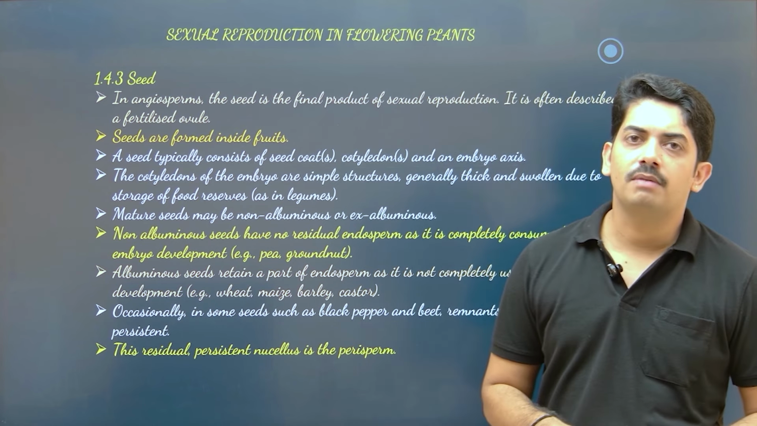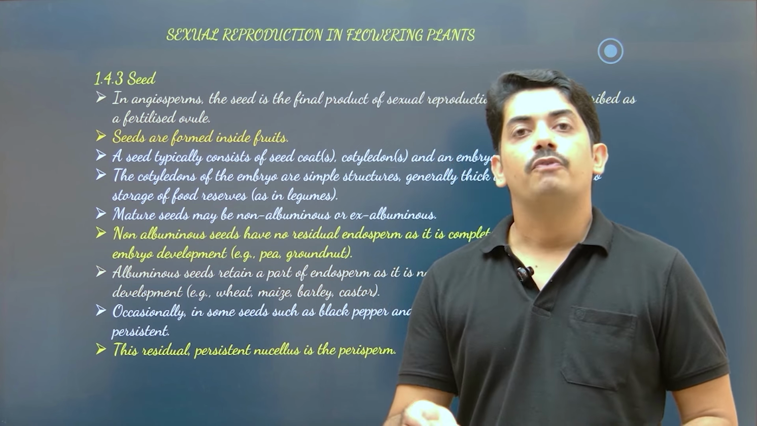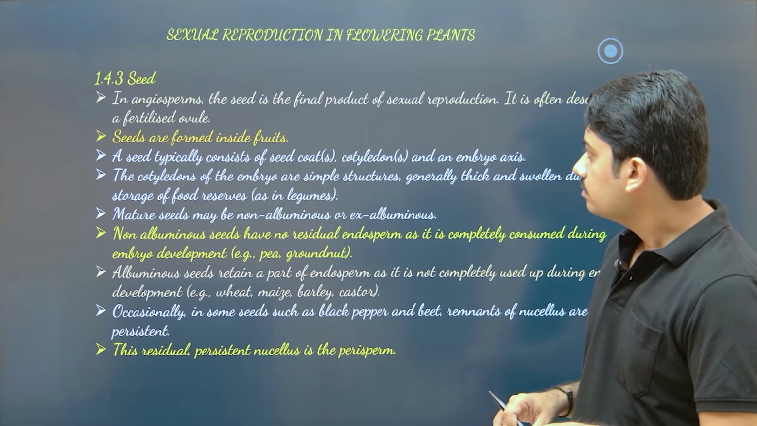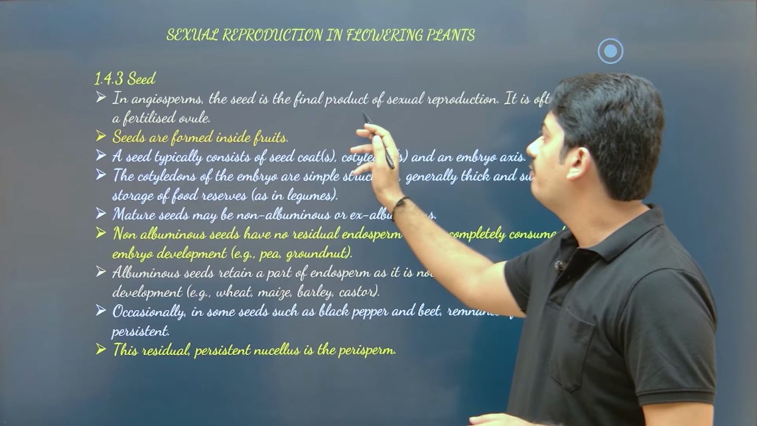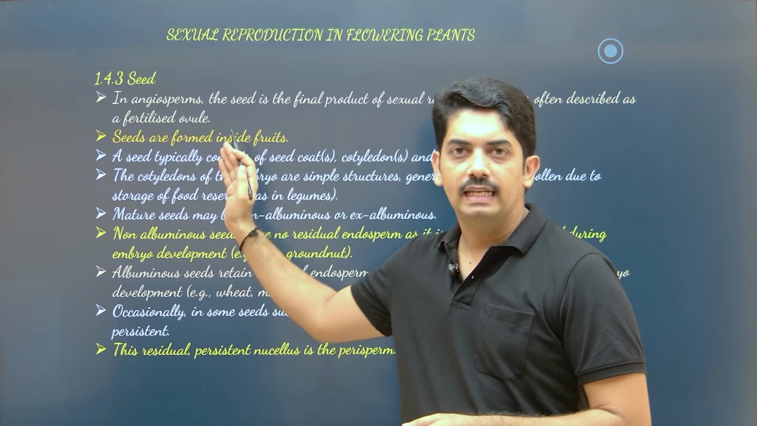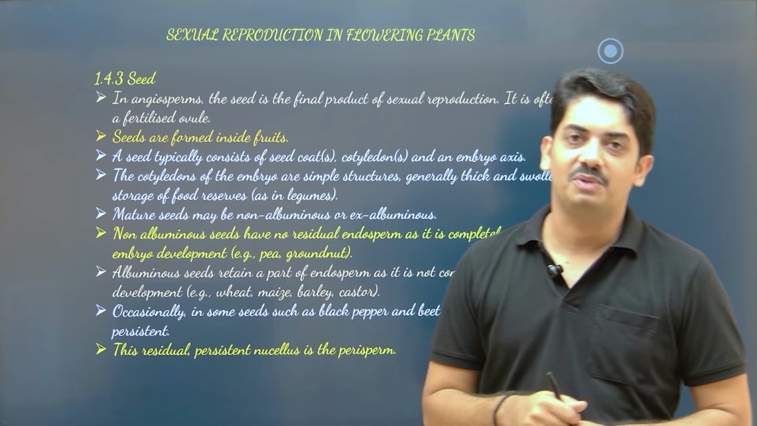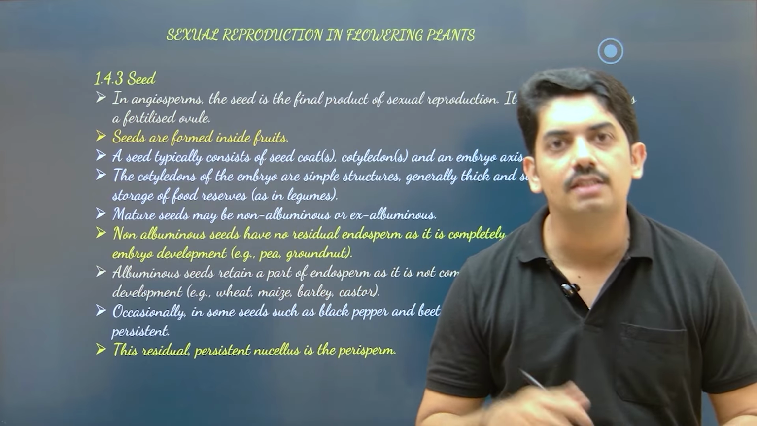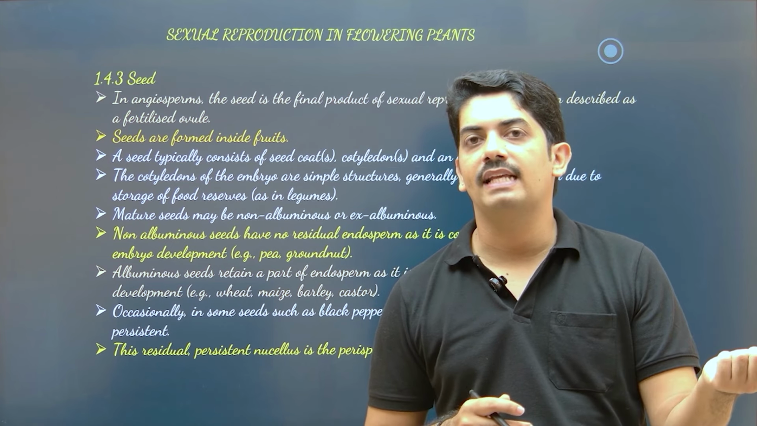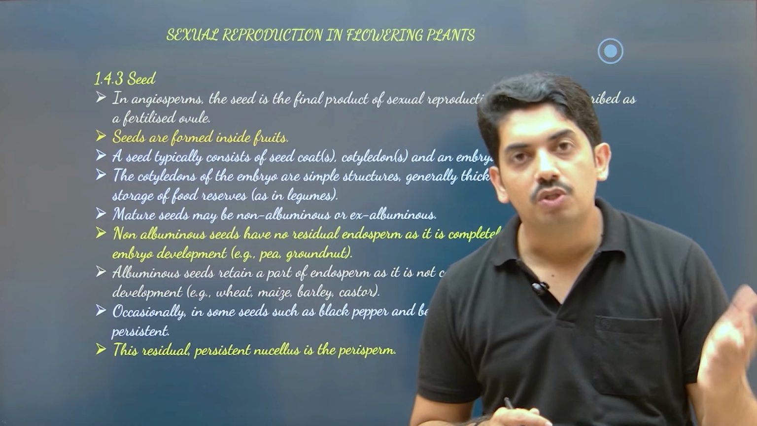Now, is there a connection between the number of ovules and the number of seeds? Of course. The number of ovules that get fertilized will develop into the number of seeds. Now in angiosperms, seed is the final product of sexual reproduction and it is often described as a fertilized ovule. Seeds are formed inside the fruit. Now what is fruit actually? Fruit is nothing but the fertilized ovary. Inside that, ovules are present, right? So ovules are fertilized and develop into seeds, and ovaries after fertilization develop into fruits.